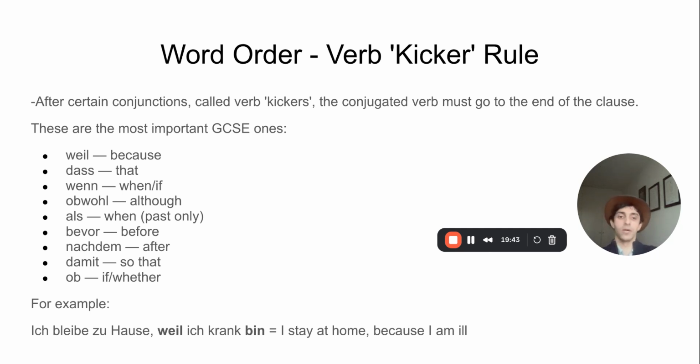When I was little, for example. When I was 10 years old. In that case, you could use als, but not when talking about the present or future. Before, which shockingly means before, nachdem, which means after, damit, which means so that, and ob, meaning if or whether.